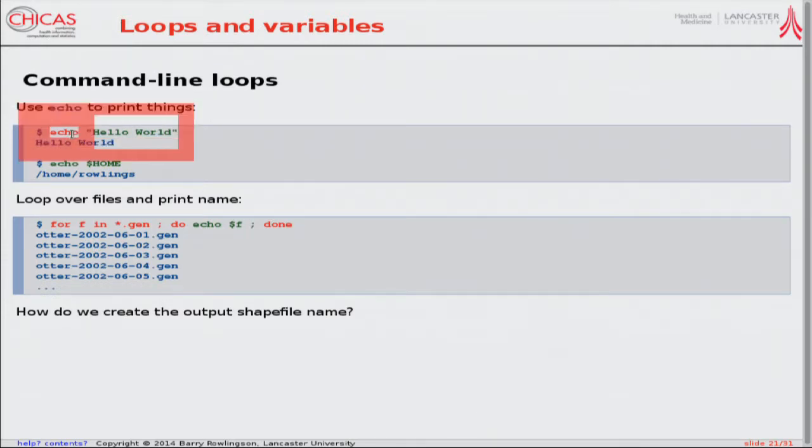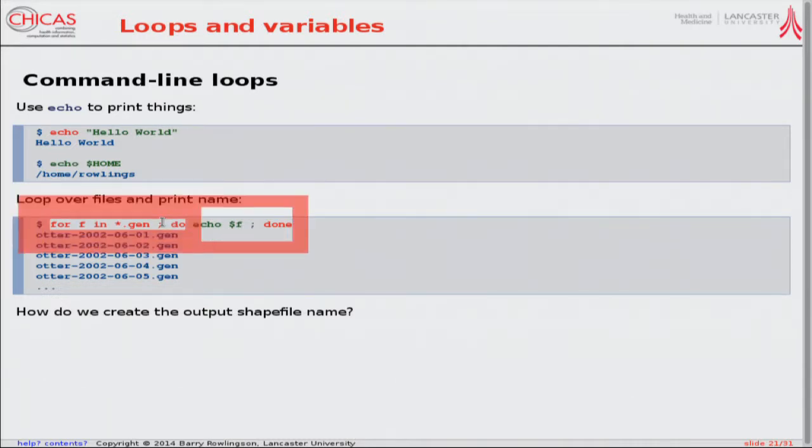First of all, another little command line routine called echo, which just prints out what you ask it to print out. So I'm going to just use that. That's like print or cat in R. So I'm just going to use that to experiment with some things to see how to do stuff.